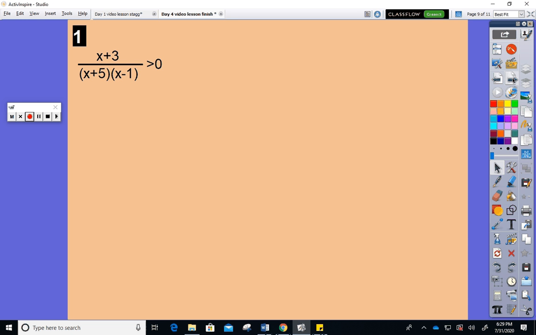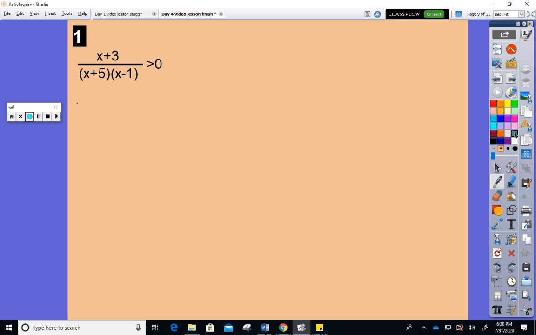So on number 1, we already have a single fraction on the left and 0 on the right, so we're perfectly set up. Furthermore, the fraction on the left is already factored on the top and factored on the bottom. That is muy bueno. So what I've got to do now is identify the critical values.